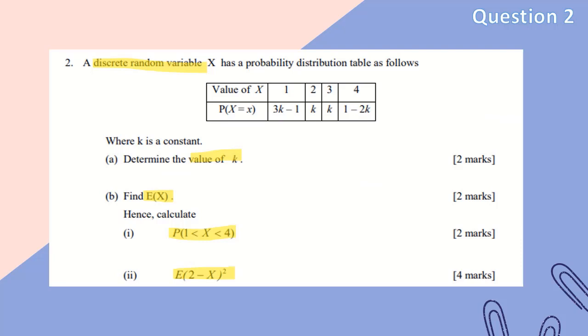Question number 2 is on discrete random variables. In Part A, we need to determine the value of K, and then we are going to find the expected value, calculate the probability of x greater than 1 and less than 4, and the expected value of 2 minus x squared. The total marks for this question is 10.